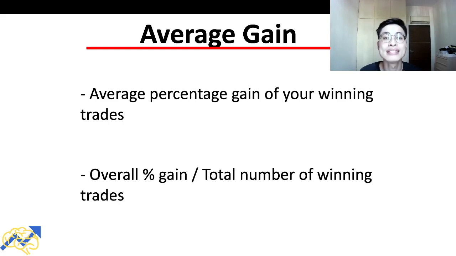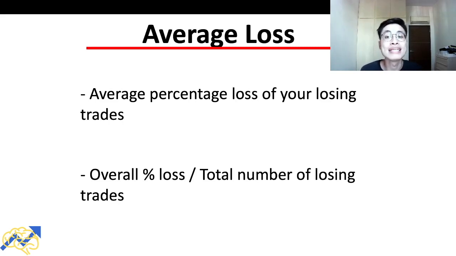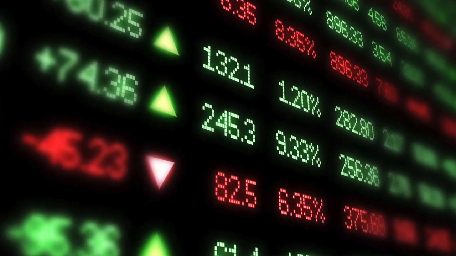Now let's take a look at the second component. The second component is average loss. Average loss is the opposite of average gain. So what we are calculating is the average percentage loss of your losing trades. We take the overall percentage loss on your losing trades divided by the total number of losing trades.